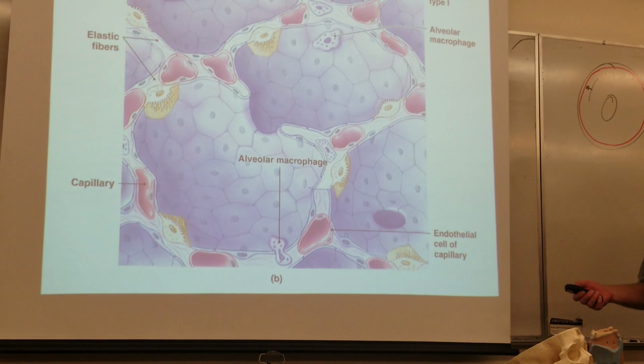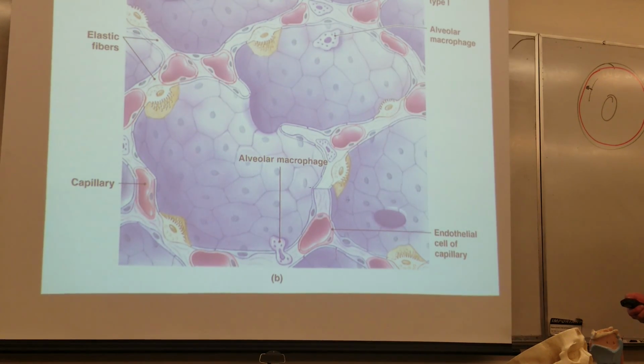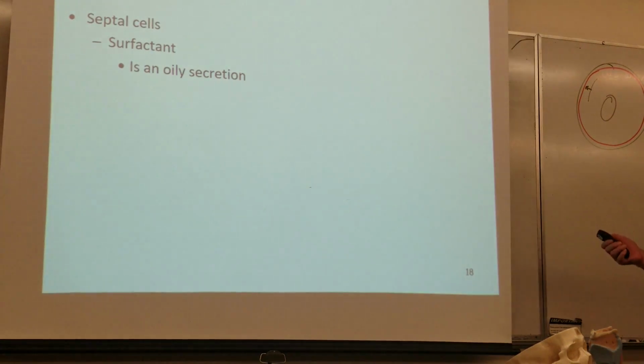Well, let's look at how difficult it is for a gas to get into or out of your alveolus. So there's the reminder, right? Big dead horse we're beating. Septal cells make surfactant, which is really an oily secretion that reduces your surface tension.